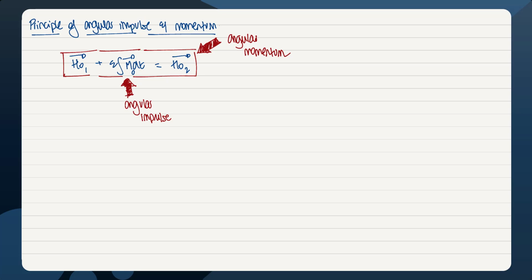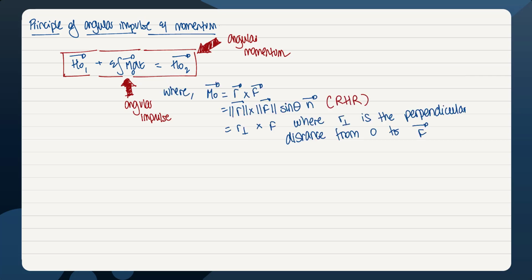And how do we calculate the total sum of moments? Well, the moment is the cross product of r and F, so it's r in magnitude times F in magnitude times sine theta, where theta again here is the angle between the r vector and the F vector. In scalar form, MO is equal to r perpendicular times F, where r perpendicular is the perpendicular distance from O to that vector F.